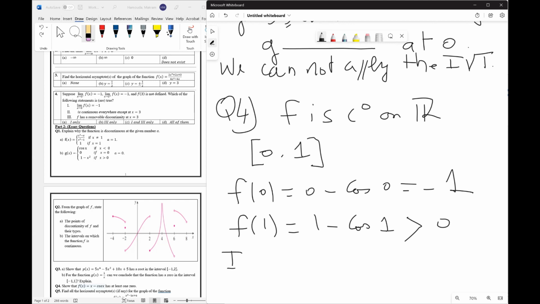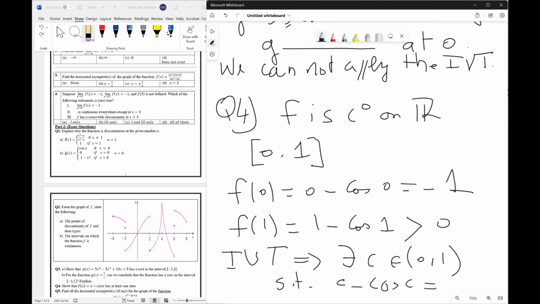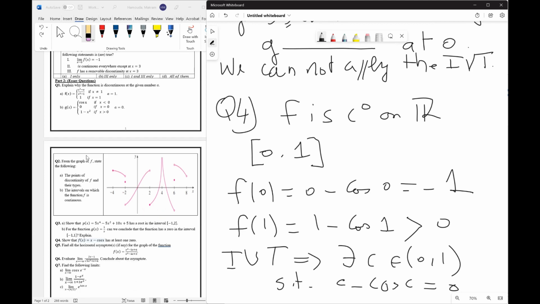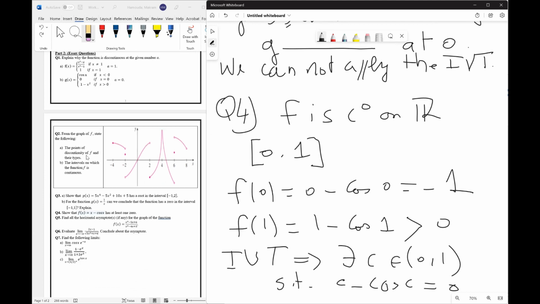So the IVT will give me that there exists C in the interval 0, 1 such that C minus cosine C is equal to 0. That means root for the function f. Now we will move to the question 5.